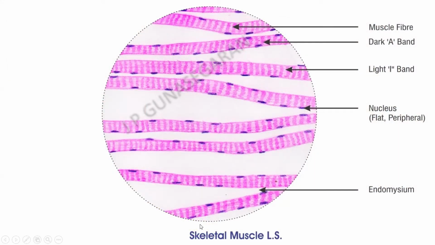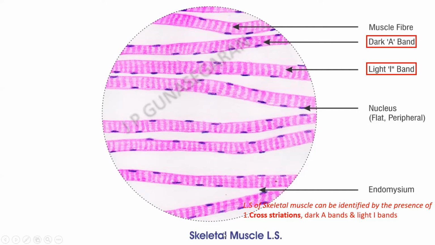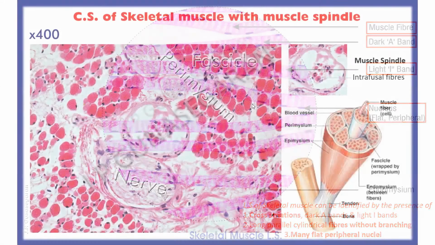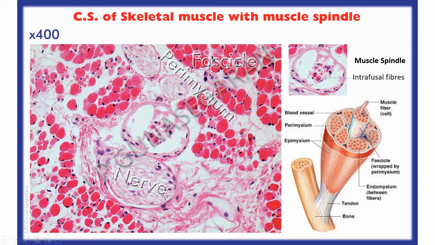This is an H&E drawing of a longitudinal section of a skeletal muscle, which can be identified by the presence of cross striations, the dark A bands and light I bands, long parallel cylindrical fibers without branching, and many flat peripheral nuclei. This is a photomicrograph of a cross section of skeletal muscle under high power.